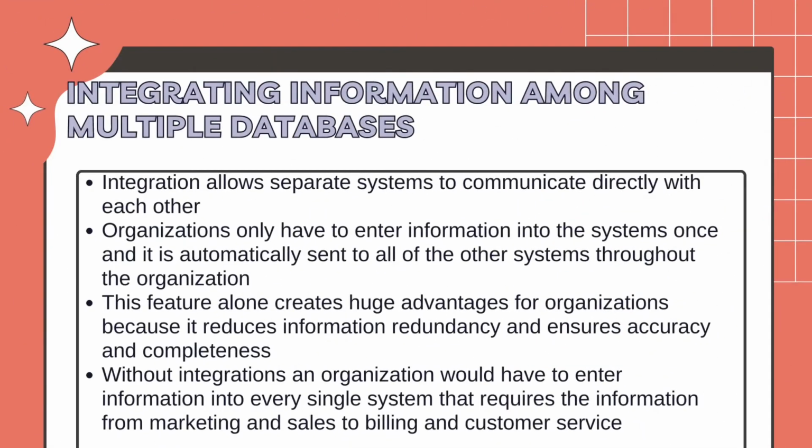Next, integrating information among multiple databases. Integration allows separate systems to communicate directly with each other. One of the biggest benefits of integration is that organizations only have to enter information into the system once, and it is automatically sent to all of the other systems throughout the organization. This feature alone creates huge advantages for organizations because it reduces information redundancy and ensures accuracy and completeness. Without integration, an organization will have to enter information into every single system that requires the information, from marketing and sales to billing and customer service.